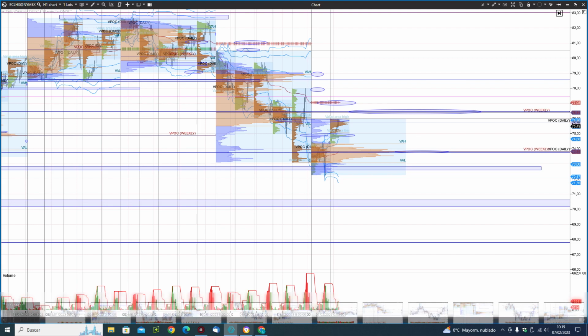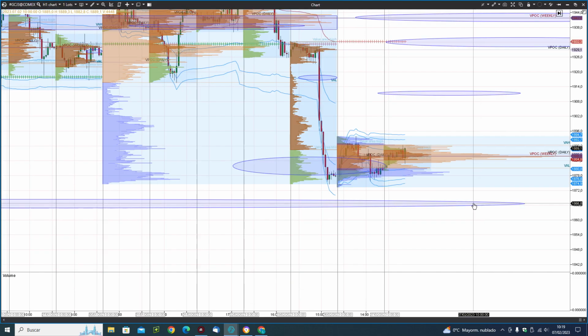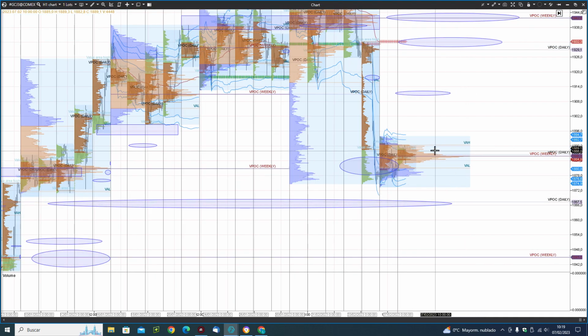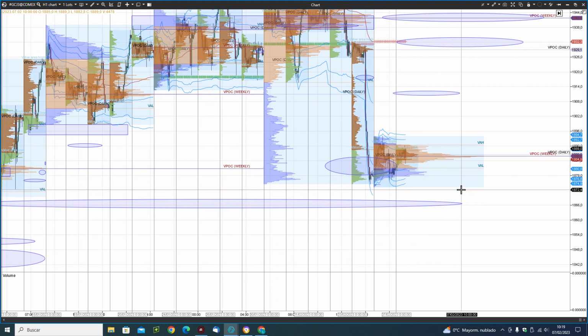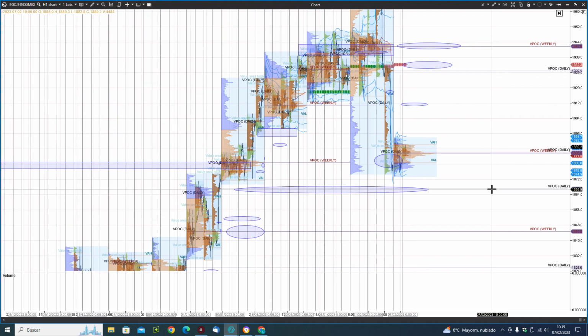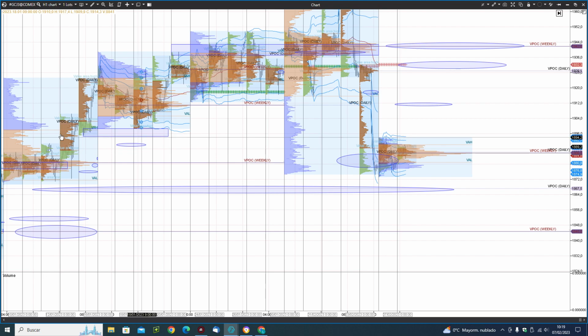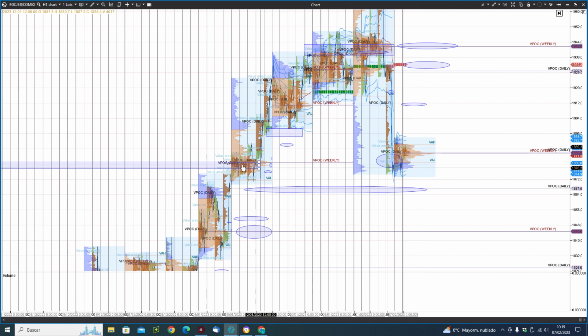Okay, let's go to gold. Gold, we are in this zone. Yesterday it was a relatively flat day and dominated by this high volume node, this weekly VPOC at 1881. The targets are the same.